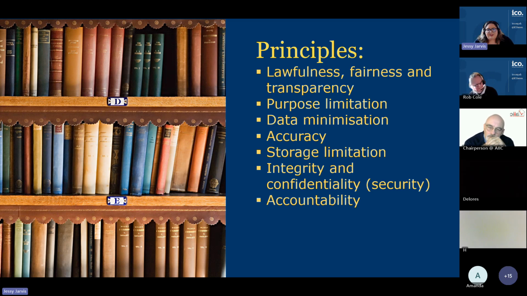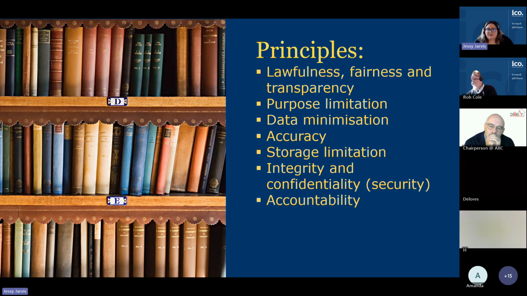Data minimization is only collecting the information that you need. Again, you might need the contact details of a tenant, but you probably wouldn't need things like their date of birth or their eye colour. Then we've got accuracy. You need your records to be accurate and up to date. For example, if a landlord moved house or changed their email address, you should update your records once they've let you know that there's been a change.